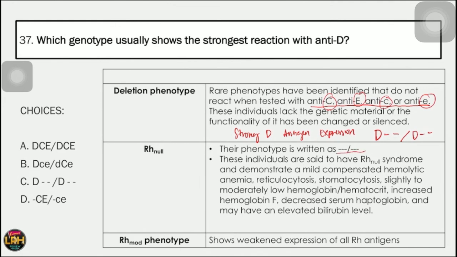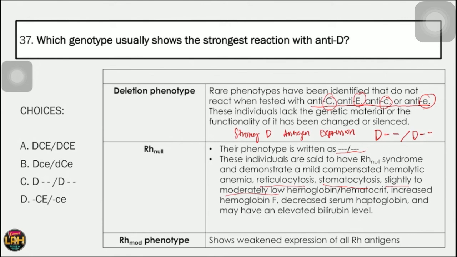So, wala siyang D, wala siyang C, wala siyang E, wala rin siyang small c, wala rin siyang small e. These individuals are said to have Rh null syndrome and may demonstrate a mild compensated hemolytic anemia, reticulocytosis, stomatocytosis, slightly to moderately low hemoglobin and hematocrit with increased hemoglobin F, decreased serum haptoglobin, and may have elevated bilirubin levels.